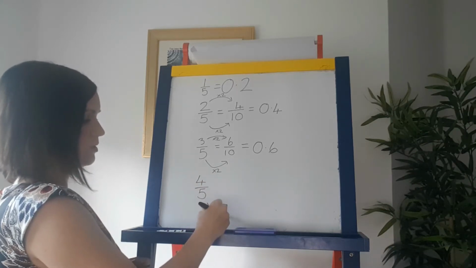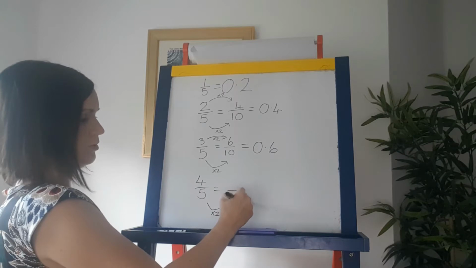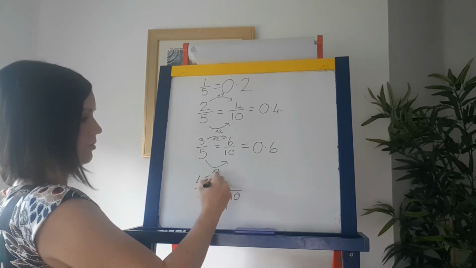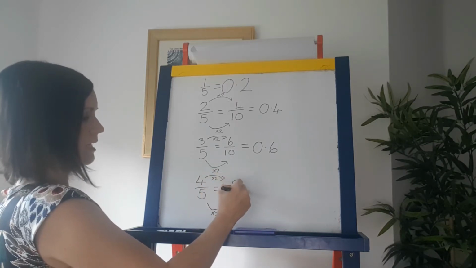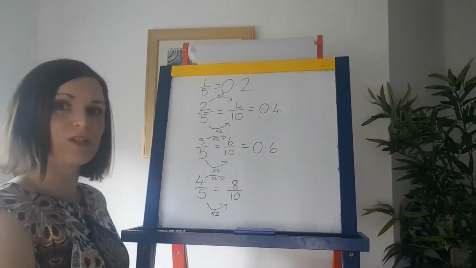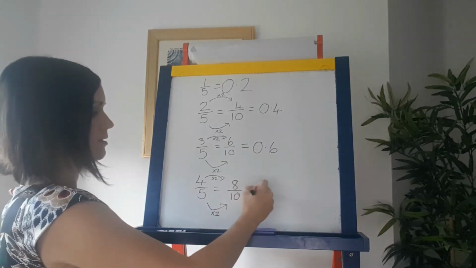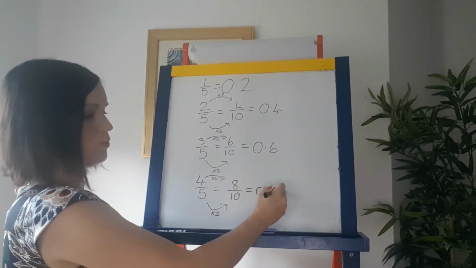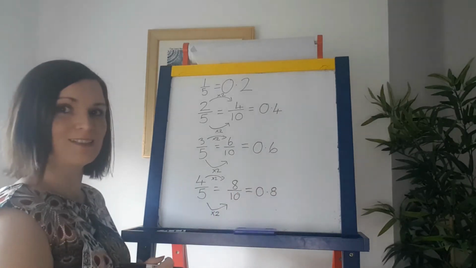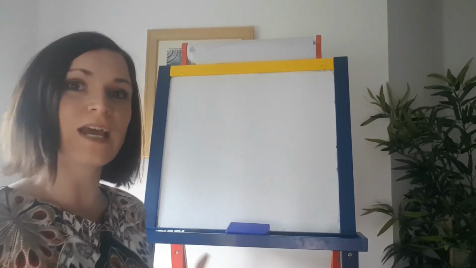Multiply the top and the bottom by 2. 4 times 2 is 8. So 4/5 is equivalent to 8 tenths, which as a decimal is 0.8. Now let's look at a half.